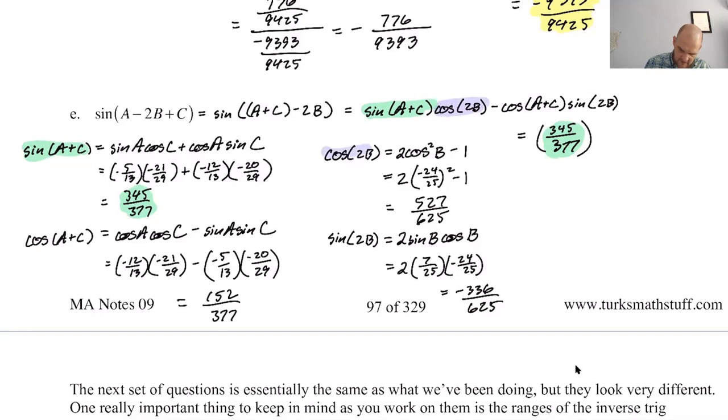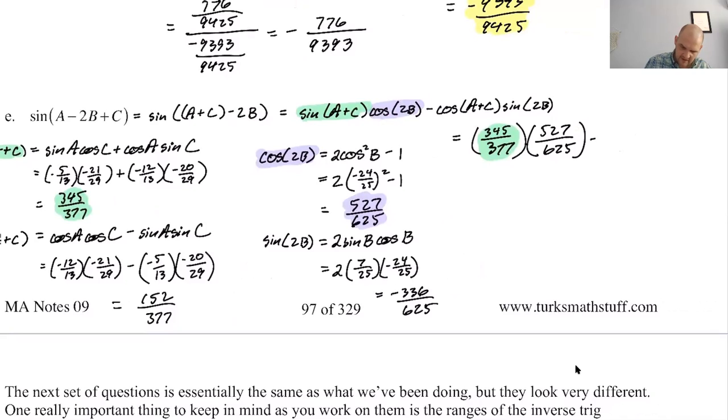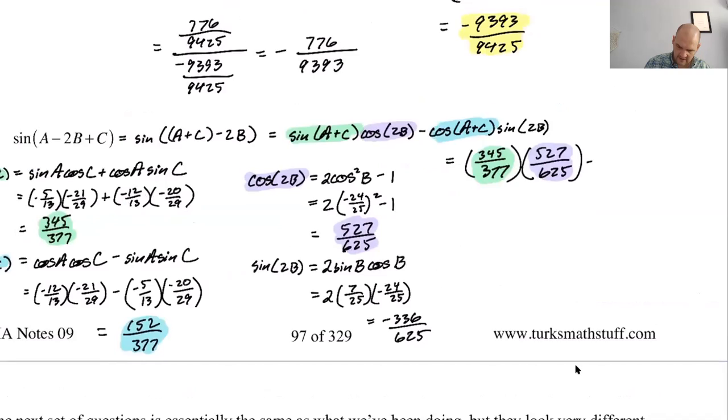Cosine of 2b, I couldn't find it. It's over here. So that's going to be 527 over, I can't, like writing this final answer is going to be insane. Minus, let me just color this in. All right, cosine of a plus c. So if we go over here, the cosine of a plus c is over here. It's 152 over 377.